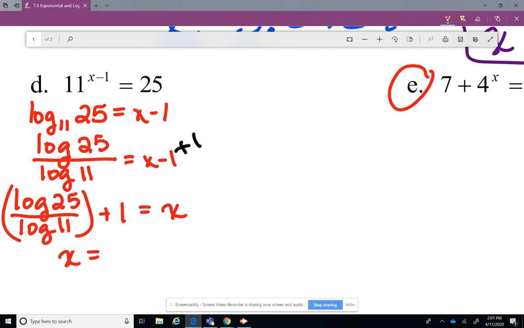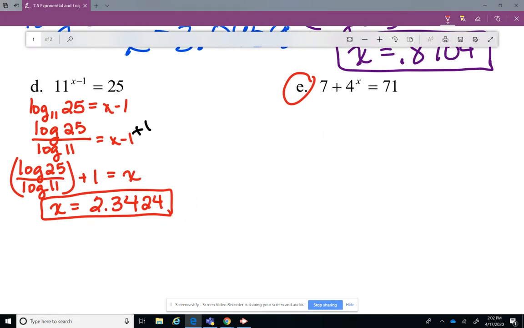All right, hit the clear button. Log 25, close your parentheses, divided by log 11, press your equal sign. You should have got 1.3. Add 1 to it. You should have got 2.3, and we're going to round it to 4 decimal places. So 2.3424.